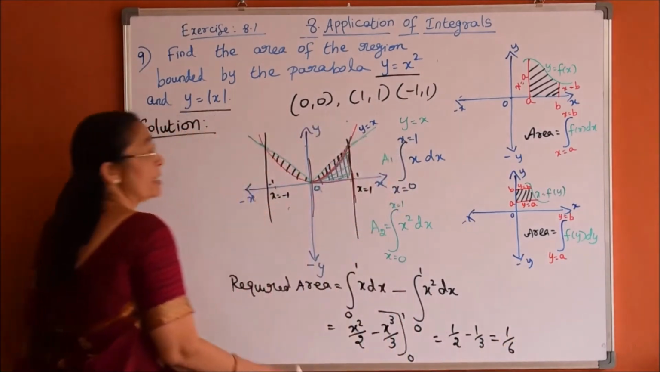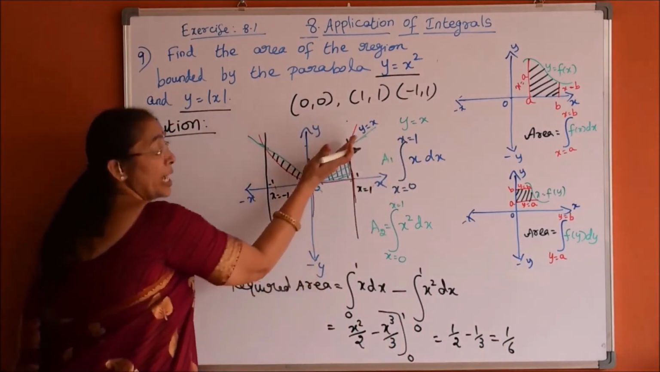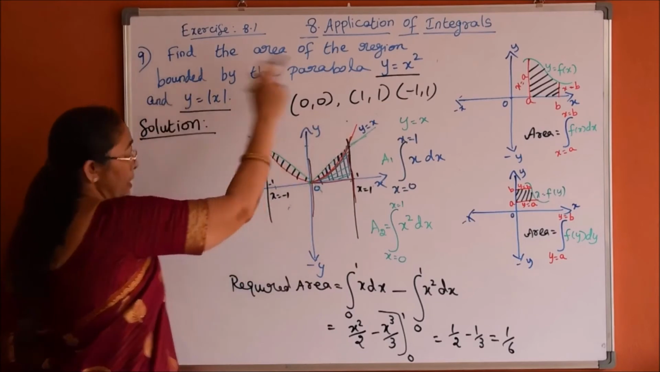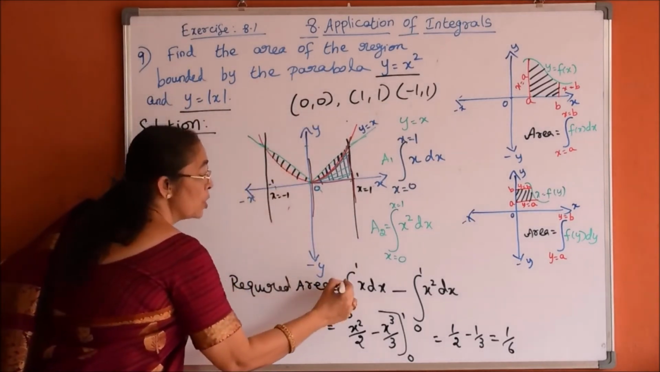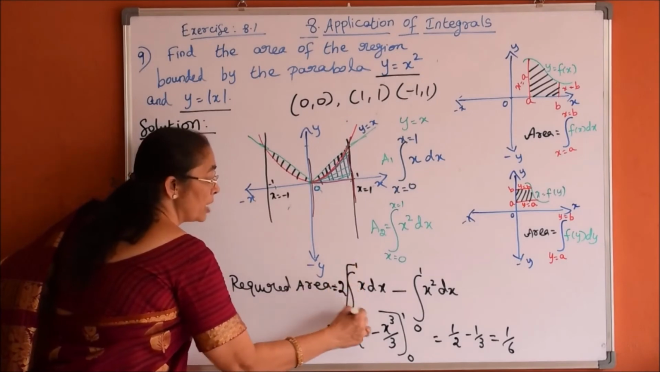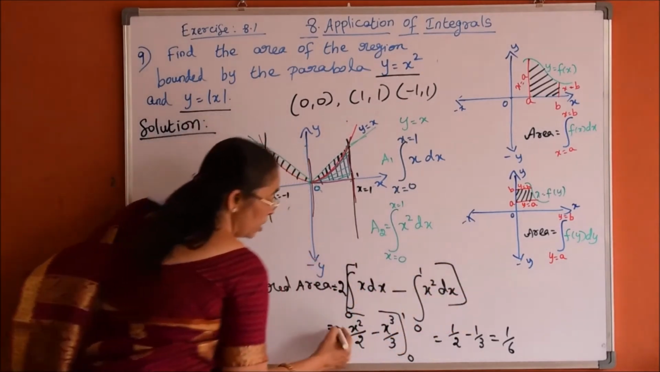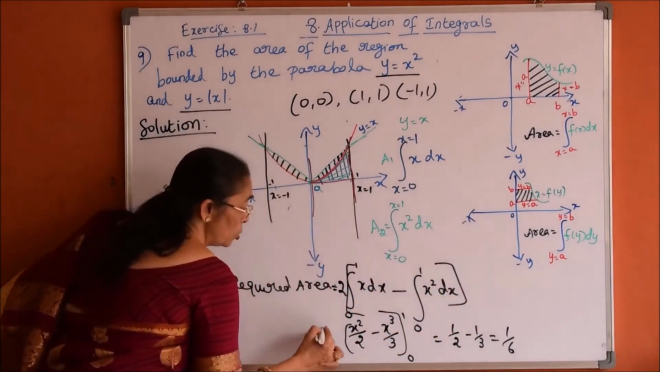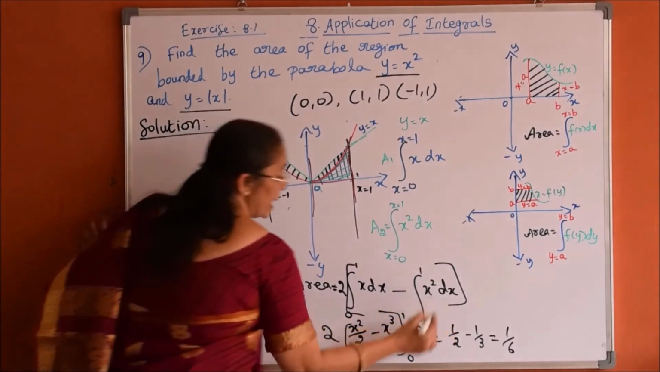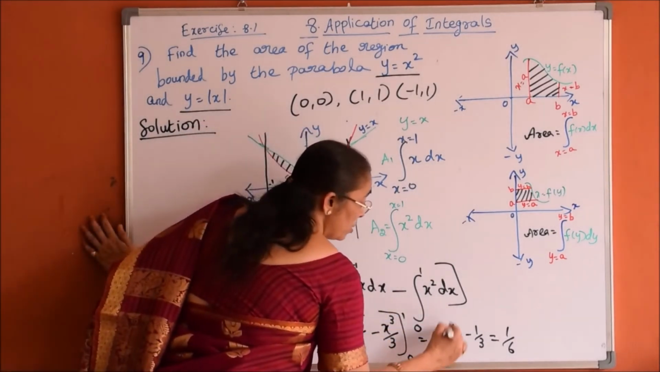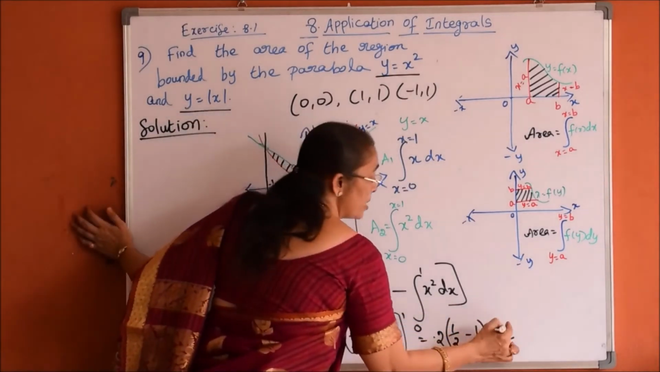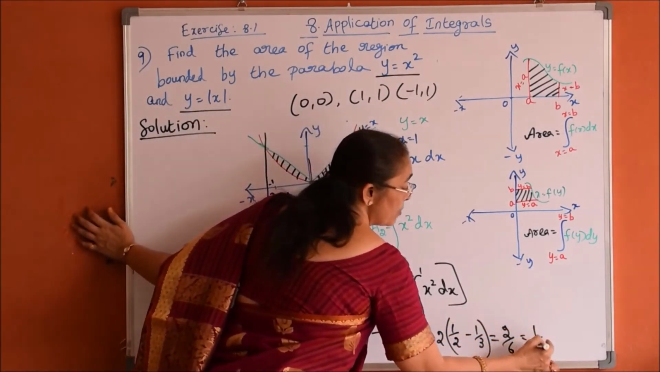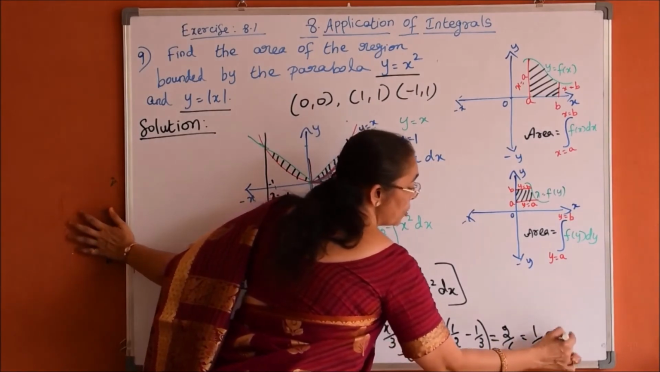So 1 by 6 square units is this one area, but the complete required area is 2 times. This side also we should take. So 2 times the whole thing, twice 1 by 2 minus 1 by 3, which is nothing but 2 by 6. So the required area is 1 by 3 square units.